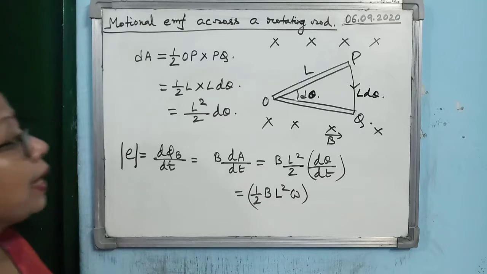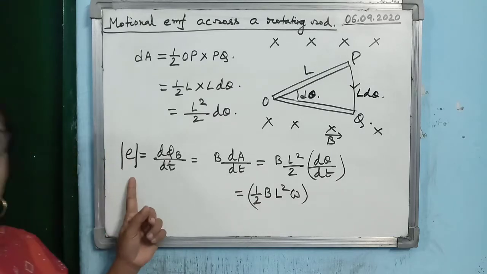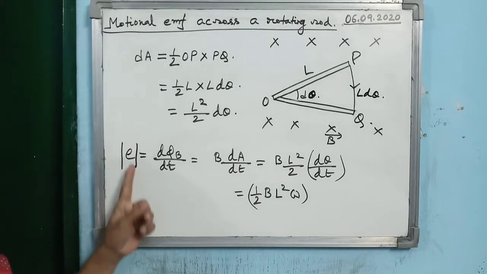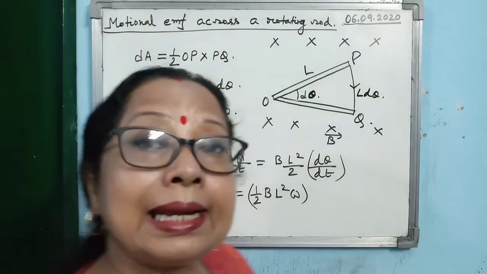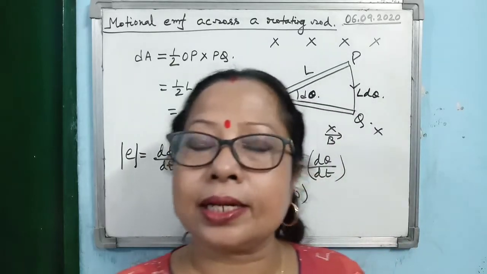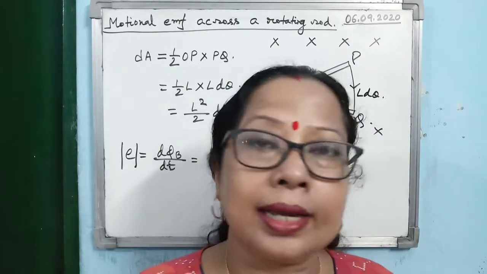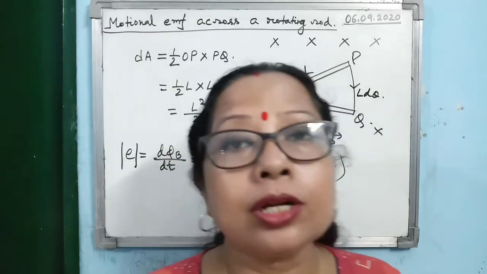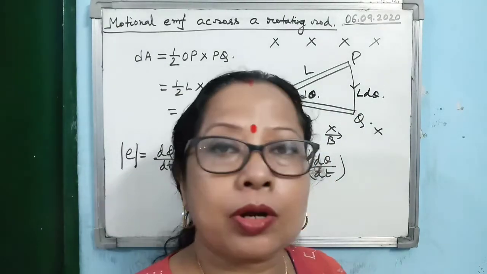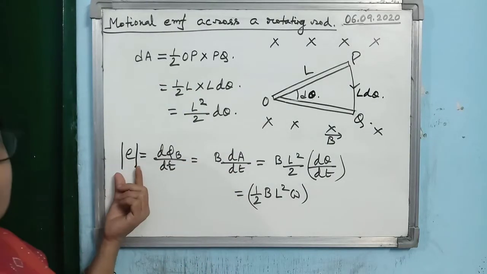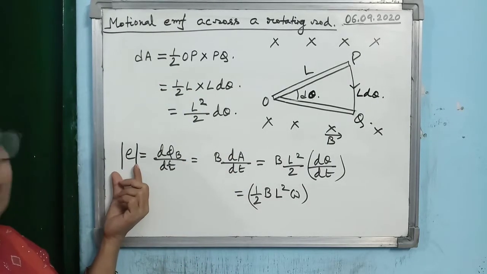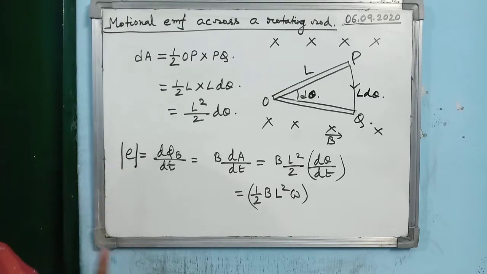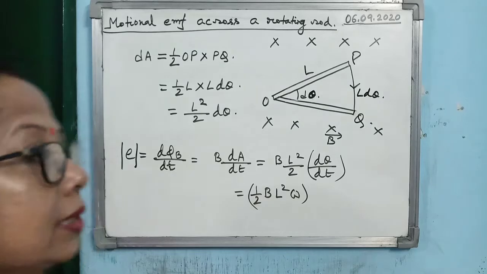So what will be the induced EMF then? Induced EMF is the modulus of d phi B by dt. Here I have given the modulus sign so that we can neglect the negative sign, because the negative sign has no role in the case of magnitude. The negative sign only indicates the direction of the induced EMF developed. So I have written it within the modulus sign, which means that we are writing only the magnitude of the EMF. Direction is not considered here.